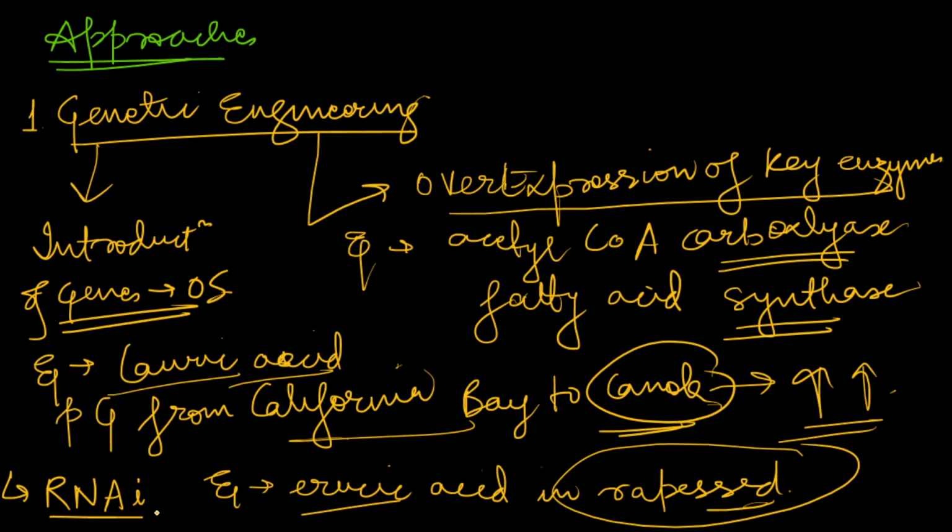So these are the things which we can do through genetic engineering. We can overexpress certain enzymes which can enhance the yield. We have given examples. We can introduce genes from other species, for example, lauric acid genes from California bay to canola, to increase the lauric acid content of canola and overall increase the quality of the oil. Then we can do RNA interference to downregulate some undesirable fatty acids, for example, erucic acid in rapeseed. So these things can be mentioned.